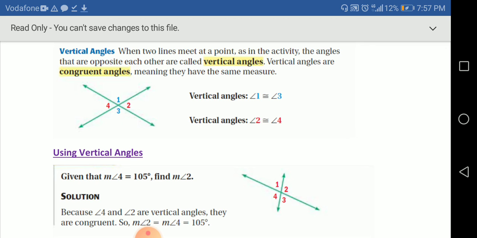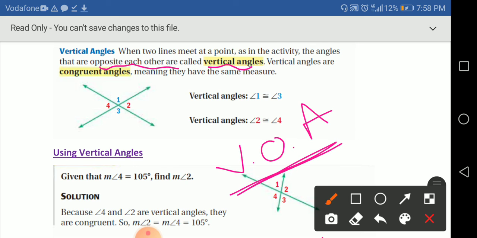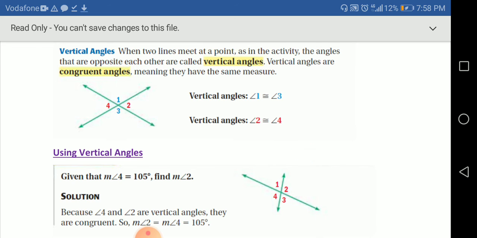Vertical angles. What about the vertical angles here? When two lines meet at a point, guys, the angles opposite to each other are called what? Vertical angles. We call them vertical opposite angles, okay? And we will write it like this. Vertical opposite angles. The two angles opposite to each other. 1 and 3 are vertical opposite angles. 4 and 2 are vertical opposite angles, okay guys?